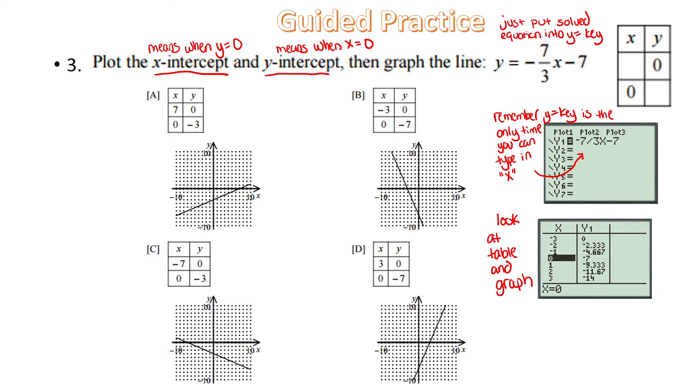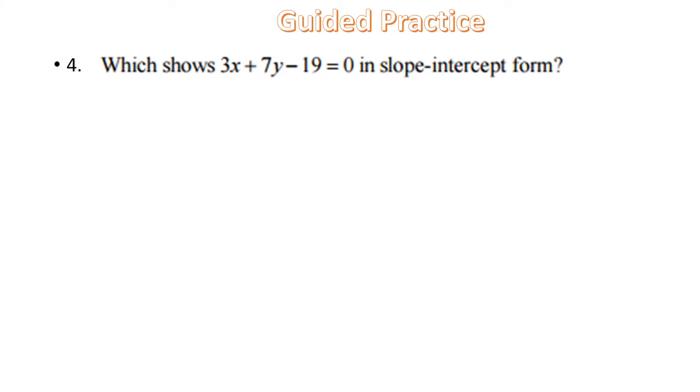All right. Looking at my table, I see 0, -7. This is going to be when x is 0, so this is my y-intercept. And this is my x-intercept when y is 0. And the only one that has that is b. And the way to double check that is also by looking at the graph, we can tell that is b. Okay? Moving on. Number 4.